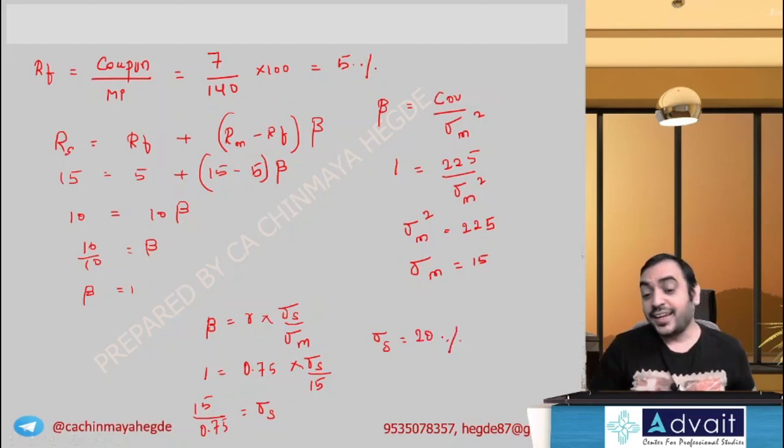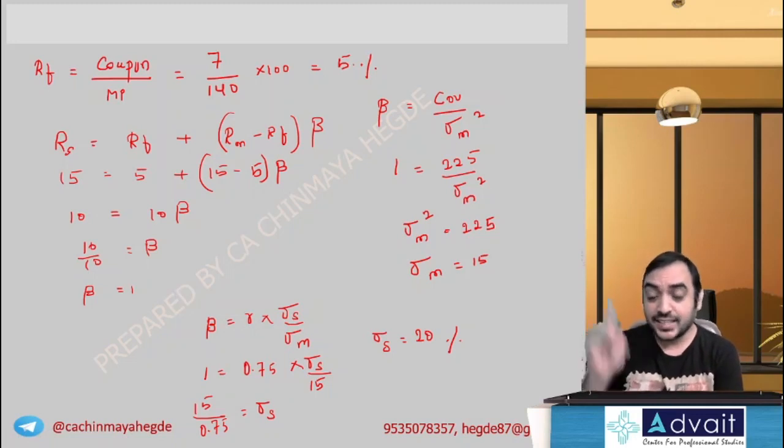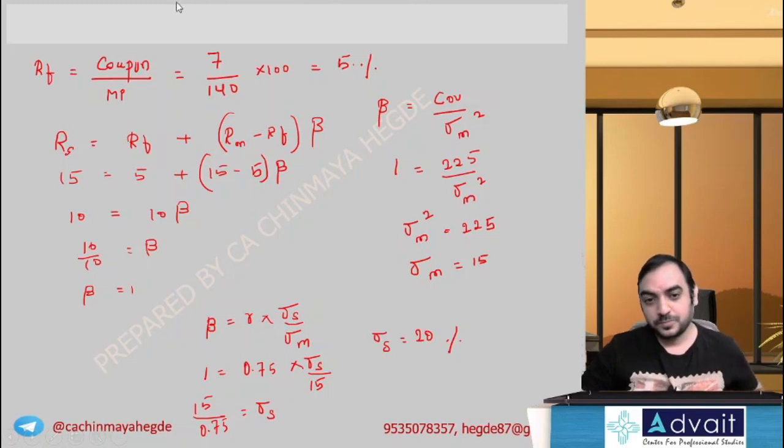In the material hint, I think it would have been printed as 11.25 or something. Please correct that. That is wrong. The correct answer is 20%.